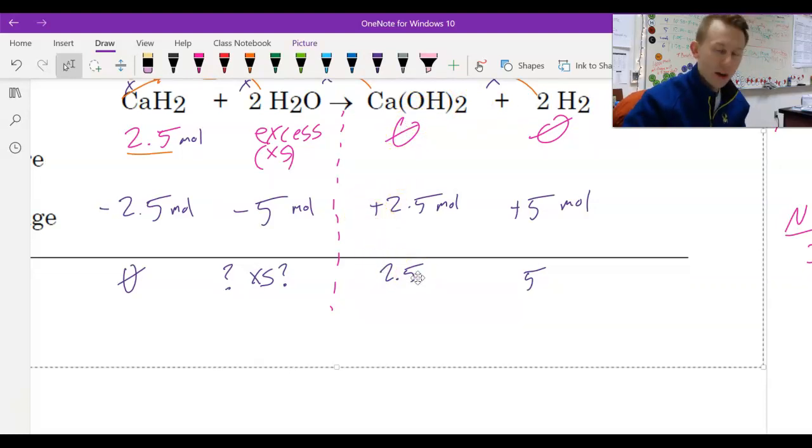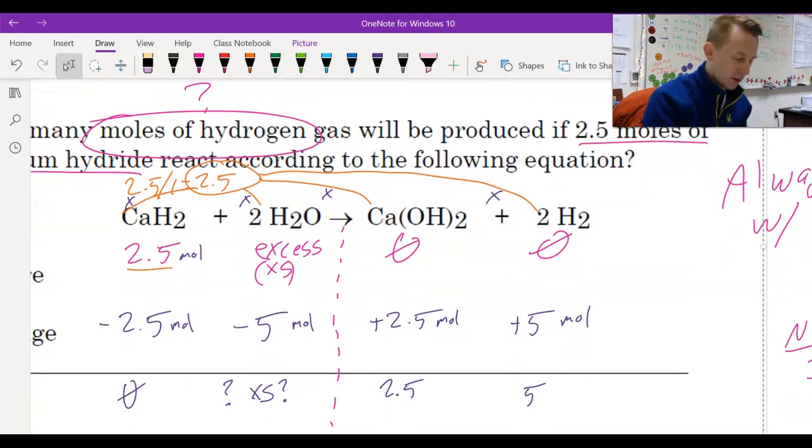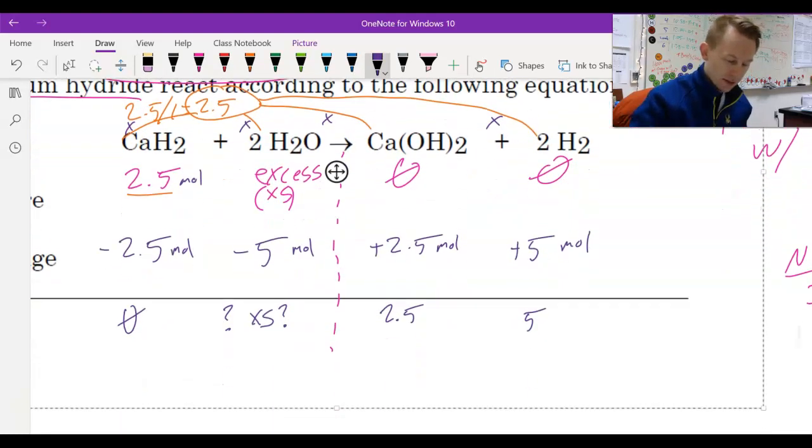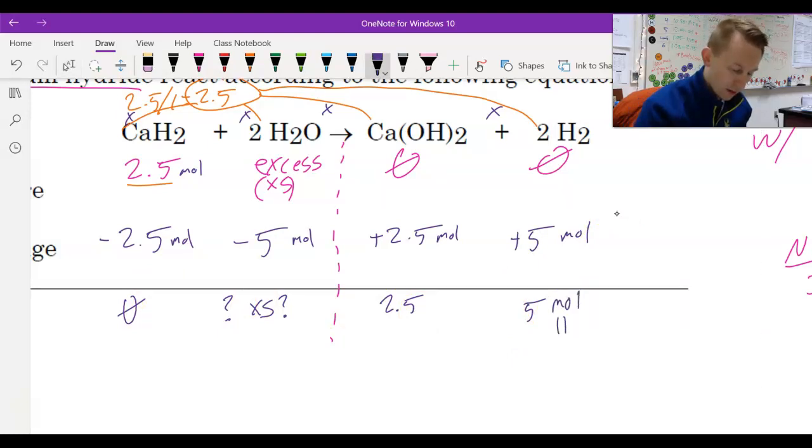Now we figured out what everything is, but we need to figure out what the question is asking for. Remember, it was moles of hydrogen gas. That's H2, which corresponds with everything in this column. Everything in this column is for calcium hydroxide. So in the after row, I have 5 moles of H2, and that would be my answer.